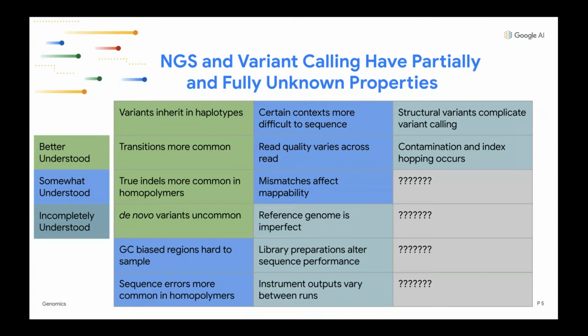And I've tried to go through and highlight how well I think certain of these aspects are understood. An important characteristic is that humans only partially understand a variety of these characteristics. And in addition, there are a number of factors which we don't even know that we don't know. So this problem is only partially understood and is only partially resolved. And this is something that's going to be important to keep in mind as we talk through some of the potential advantages a deep learning method like DeepVariant provides.